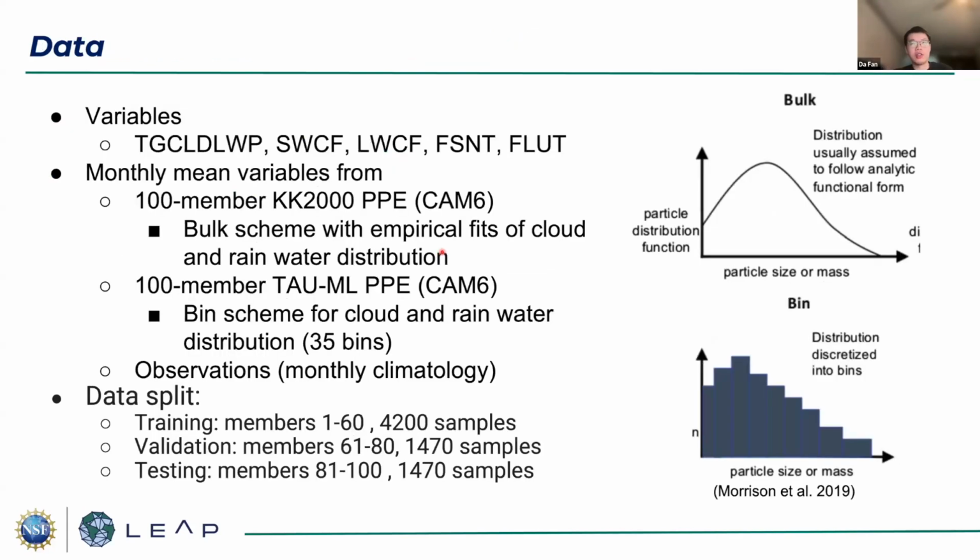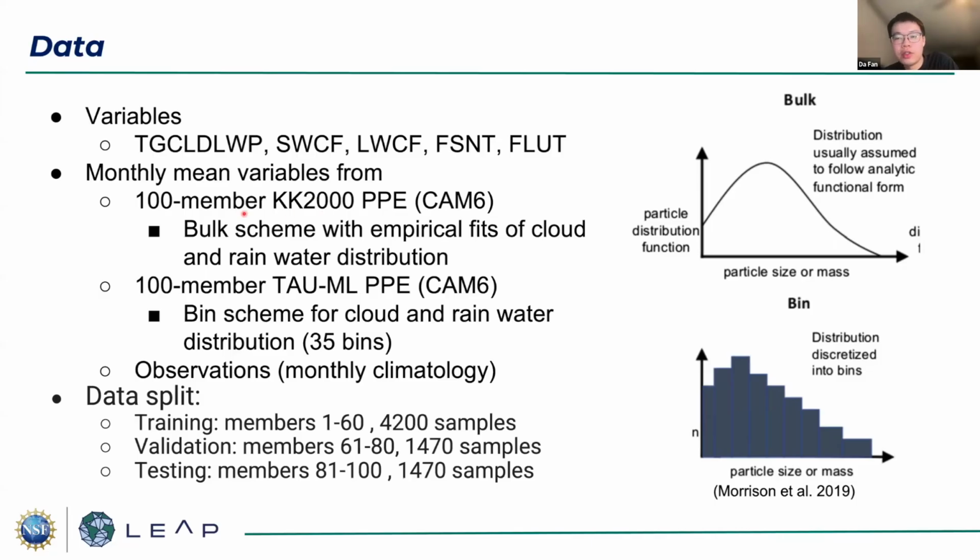And here's the data we use. We focus on the variables including cloud liquid water path, shortwave and longwave cloud forcing, net solar flux, and upward longwave flux. And we use the monthly mean variables from three different sources. The first one is the 100-member CAM6 PPE with KK2000. Here we call it KK2000 PPE.